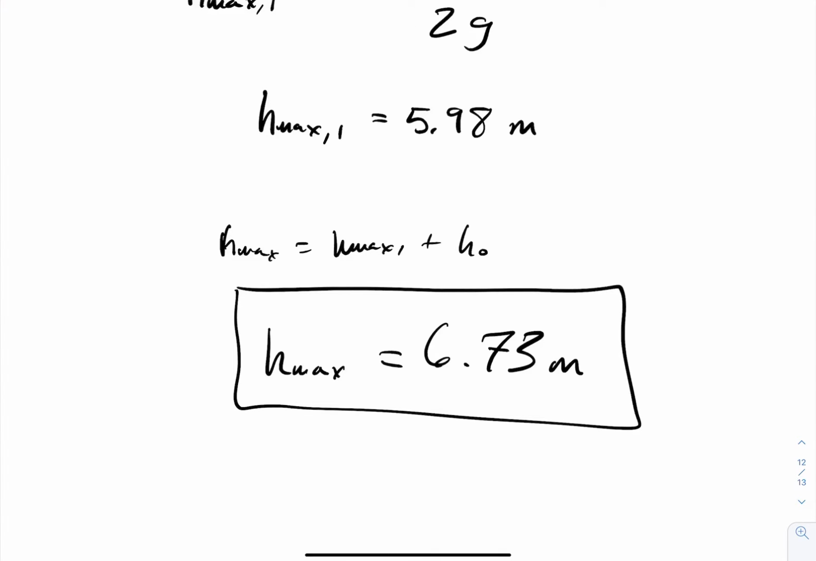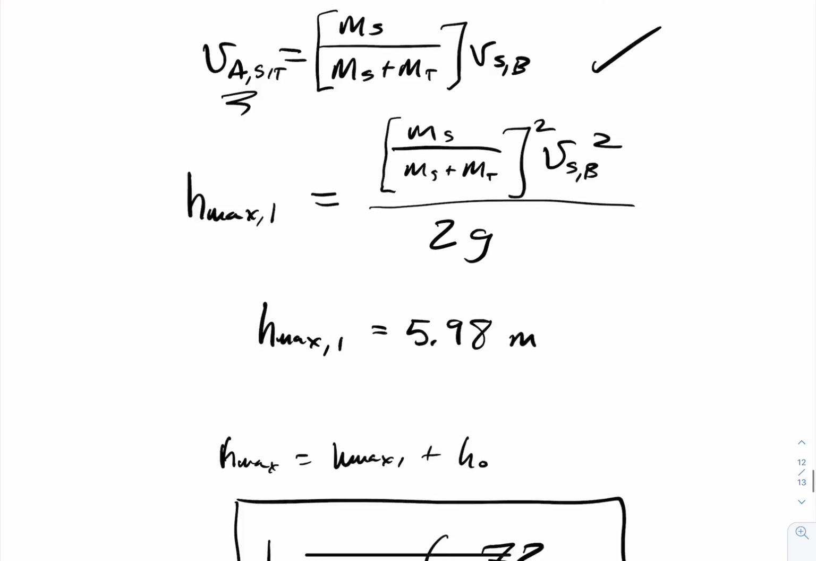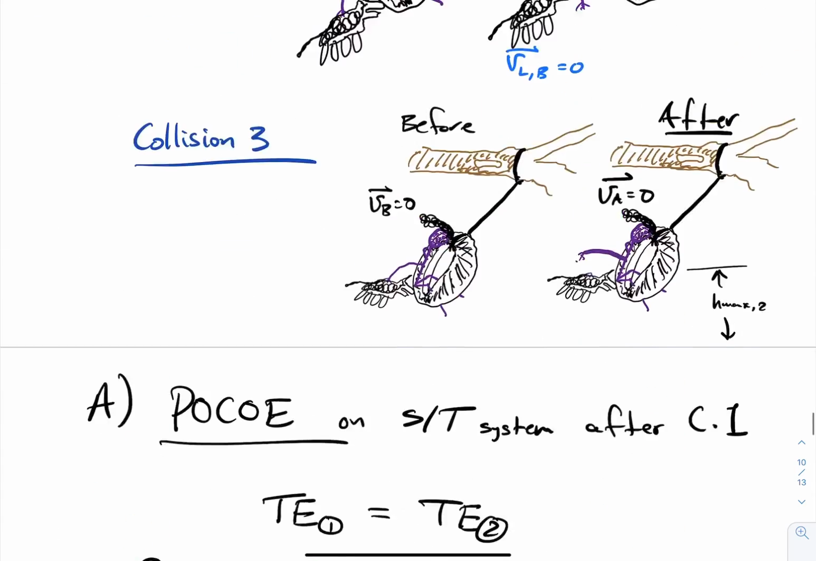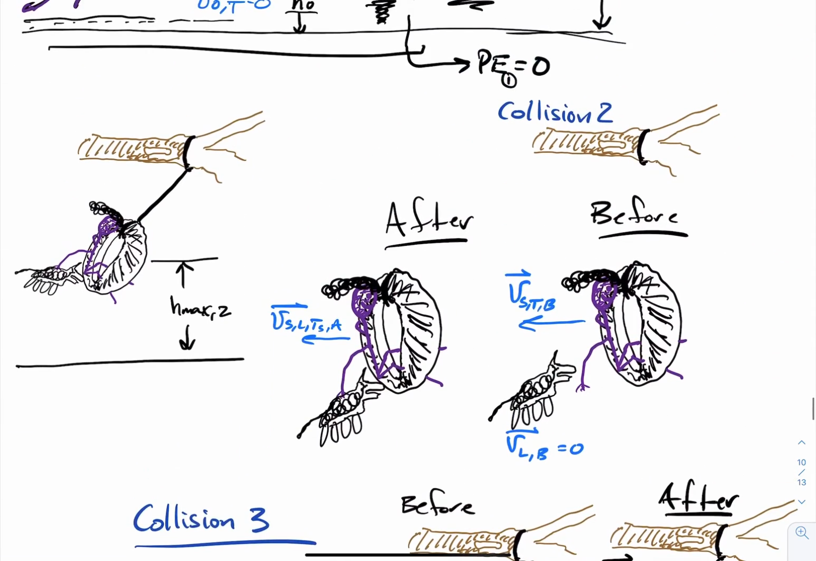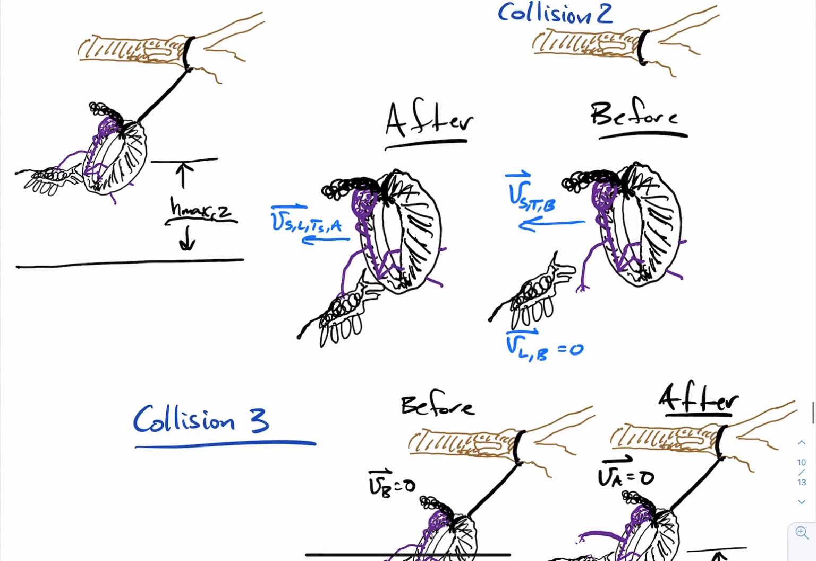So that's part A. In part B, we have something very similar happening, don't we? In part B, it's asking for H max 2. And if you then look, don't we have basically the same POCO problem? We have an initial point where we have all kinetic energy, and we have a final point where we have all potential energy.